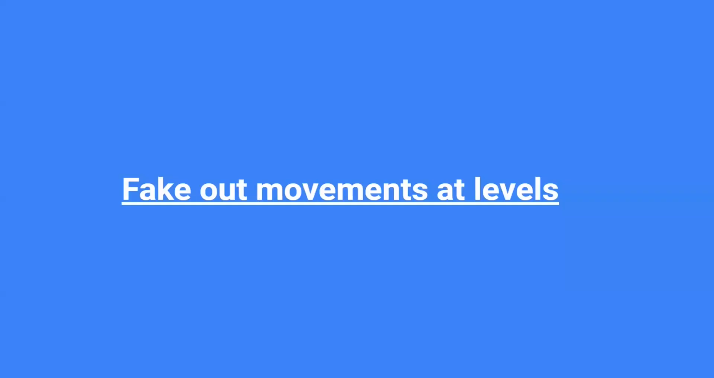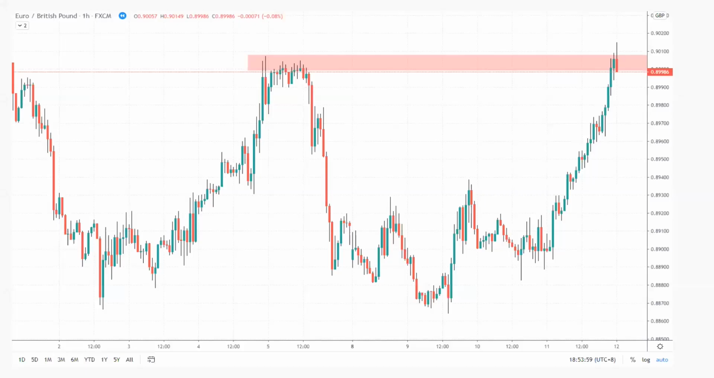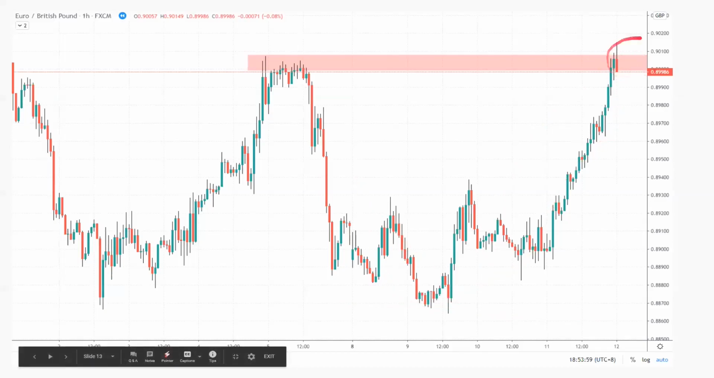So the third one that I wanted to mention is a fake out movement at levels. So this level can be a support resistance level, it can be a zone, it can also be a supply and demand area that you are looking at. So it does vary. Okay, so the first example, of course, we do have a resistance zone around here in the red band. So we see that the price actually came all the way up after a few days of retracing downwards, and we are seeing this reversing candlestick pattern.